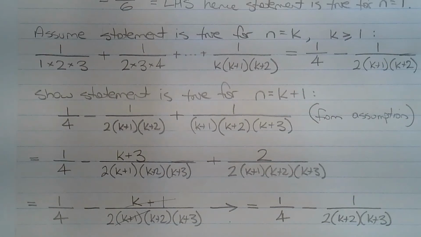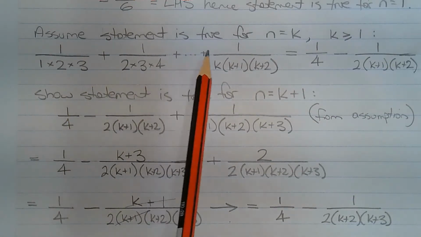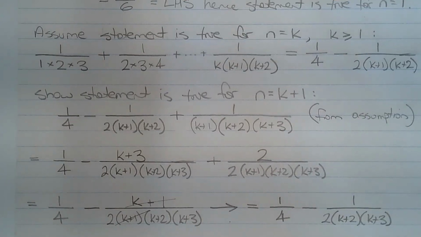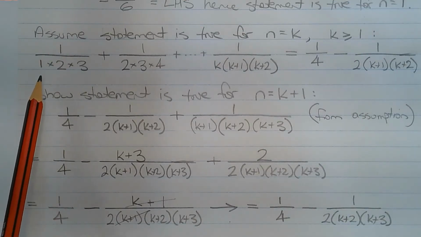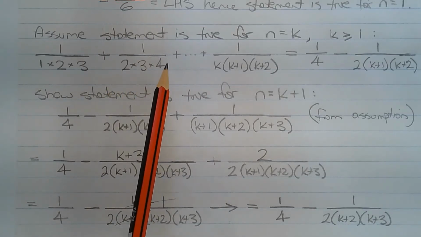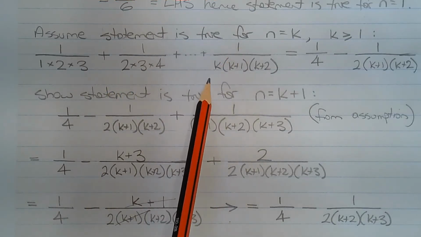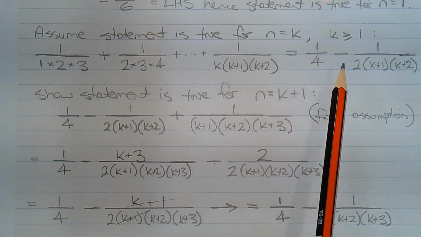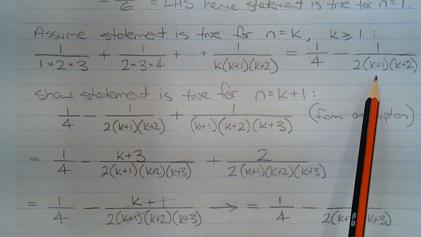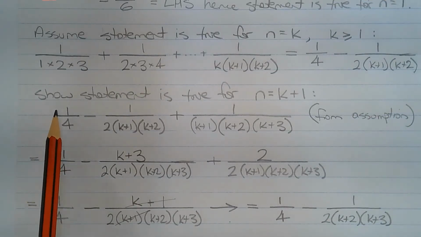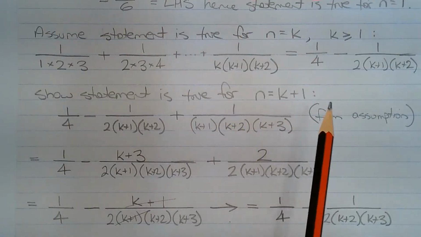The next step is to assume the statement is true for n equals k, where k is some integer greater than or equal to 1. So that is 1 over 1 times 2 times 3 plus 1 over 2 times 3 times 4 plus and so on, plus 1 over k times k plus 1 times k plus 2 is equal to 1 over 4 minus 1 over 2 times k plus 1 times k plus 2. Next, we show the statement is true for n equals k plus 1.